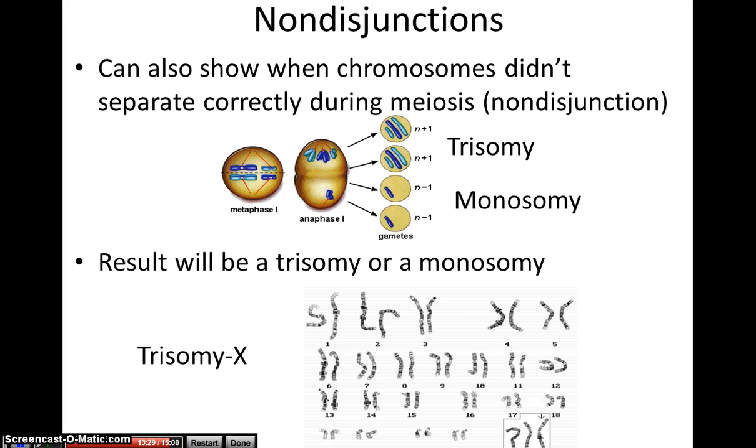And then our final one is a non-disjunction. So here, these are fairly easy to visualize because, as you recall, all a non-disjunction means is that the chromosomes did not separate correctly during meiosis. And this can either happen in meiosis 1 or meiosis 2. The result always, though, is going to lead to at least one of the gametes, so one of the daughter cells, having a trisomy, which is where you have an extra copy of a chromosome, or a monosomy, which is you're missing one copy. So the example down here is trisomy 21, trisomy X.